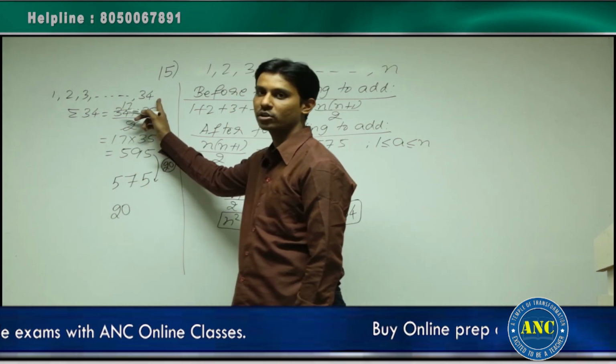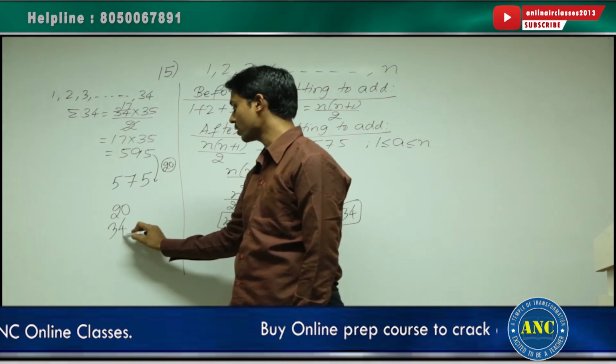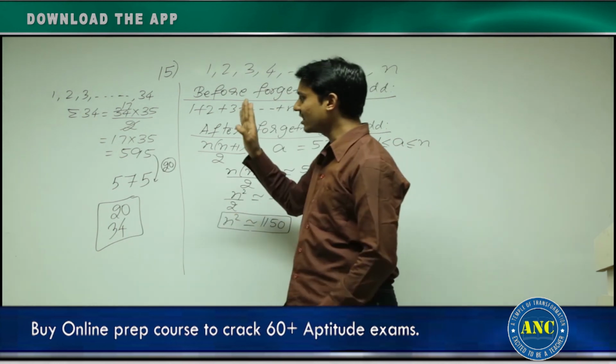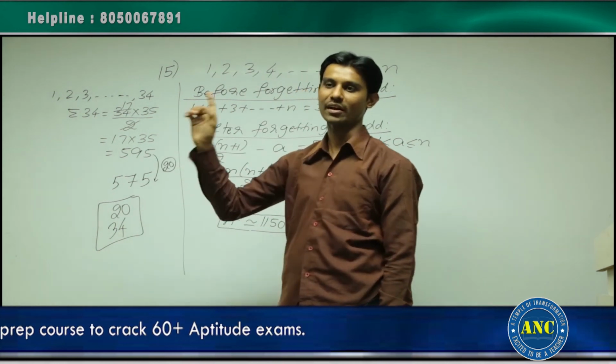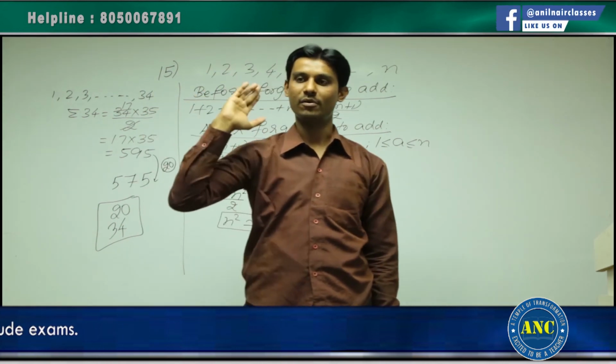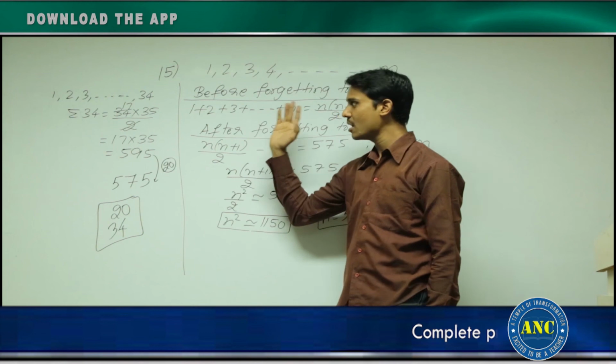How many numbers were written on the board? 34 numbers were written on the board. The answer is 20 and 34. Clear with the approach? It is the same way you solve your 14th question. If you can understand one concept, you can apply the same concept for multiple verticals. Clear with the approach? Please write on this question.